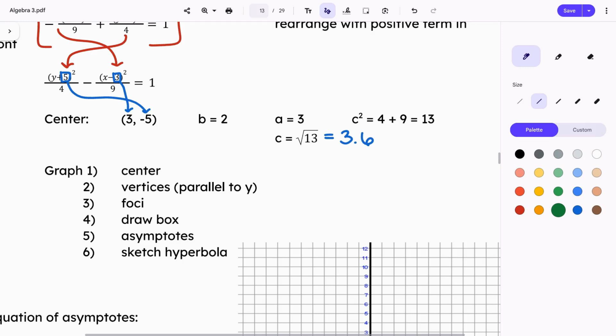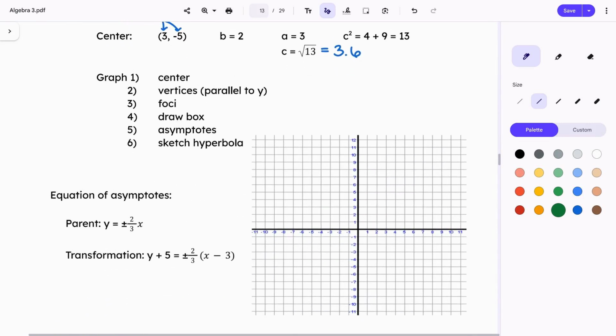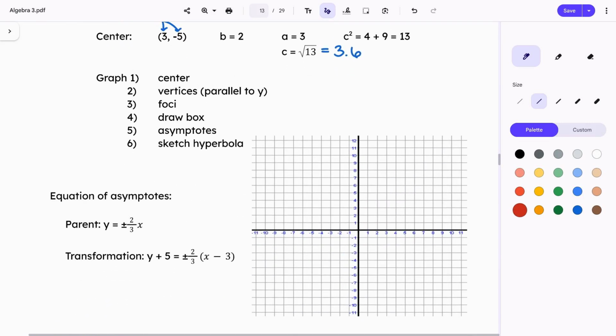Instead of doing all of that though, I'm going to focus on moving my center and then thinking about what direction my A and my B would go from my center, and then I'm just going to count. And it would still end in the same spot, even if I did start with the parent graph and I moved everything. So my center is at 3, negative 5. So coming down here to my graph, I'm going to put that point on here. So 3, negative 5 would be here. Okay, so that's my new center.